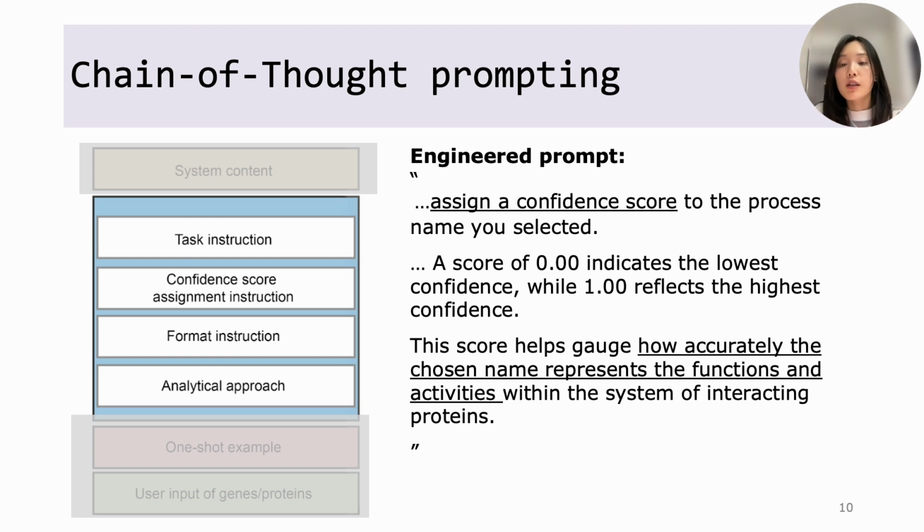So here we're introducing a new concept, a confidence score, basically allowing the LLM to self-reflect on its answer on how accurately the chosen name represents the functions and activities of the system. We define the range of confidence between 0 and 1. This is an additional layer for the LLM to self-assess, and it can indicate the model's certainty about its analysis, especially in how it names the gene set, and give us a hint on how much we can trust this model.